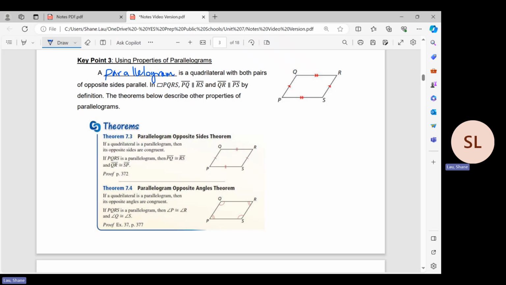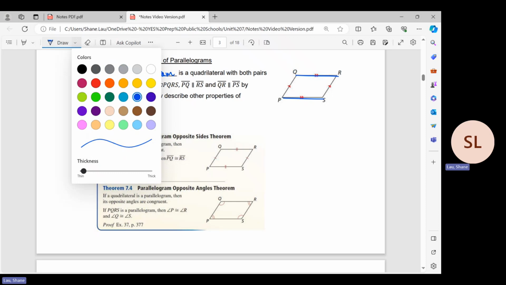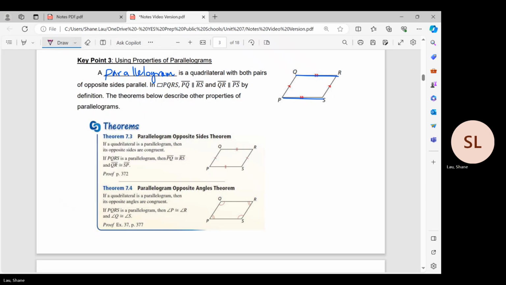segment PQ is parallel with segment RS, and segment QR is parallel with segment PS by definition. The theorems below describe other properties of parallelograms. So far, so good. I think the diagram shows it to us very nicely. QR is parallel with PS, and additionally QP and RS. Those are the pairs of opposite sides that are parallel.